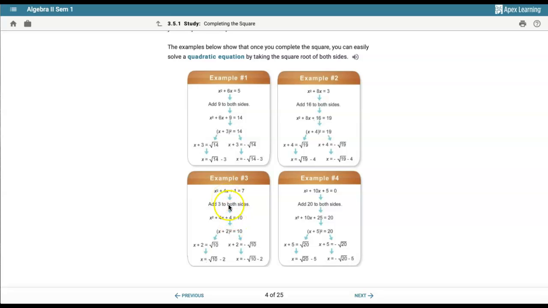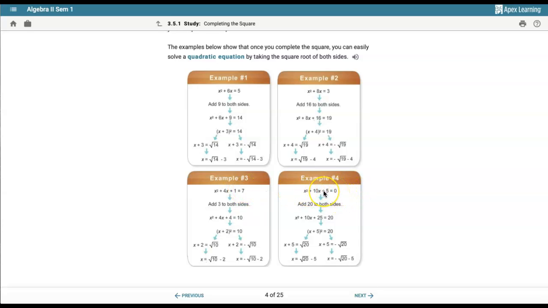So how I can do that is I can just add 3 to both sides. That would get me my x squared plus 4x plus 4. Then this is now a perfect square trinomial, and I can solve accordingly. Same thing over here, except now instead of having a 7 on the right-hand side of the equation, it is now equal to 0.